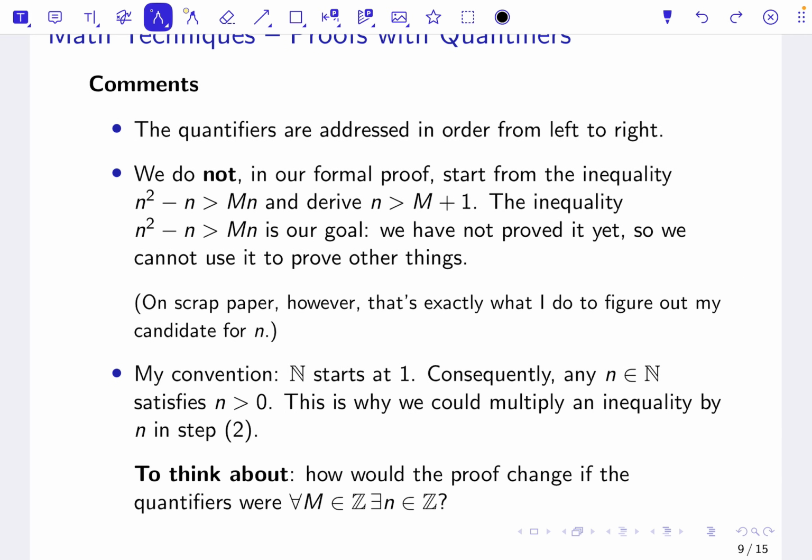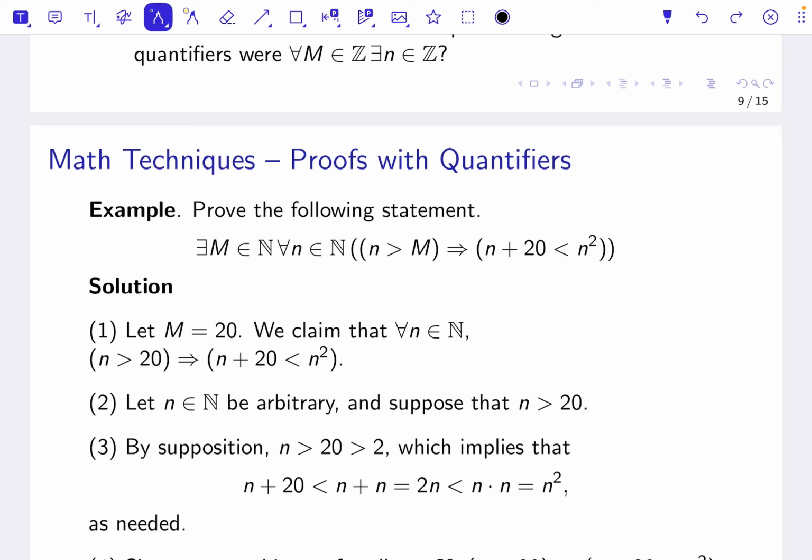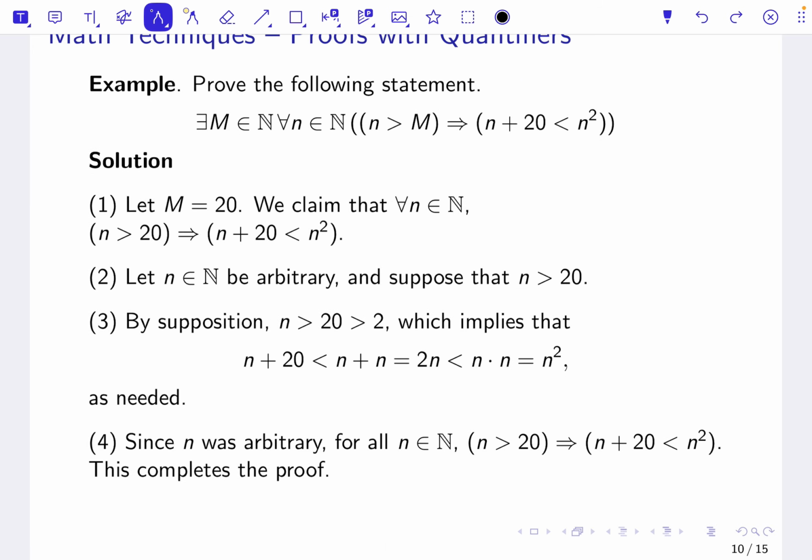The natural numbers start at 1, and this last little bit is a little exercise. Just change the class, I guess you could call them, of the numbers we're working with. Make it so they're integers and thus can be negative. Does the proof change at all? Ooh, you can figure it out yourself.